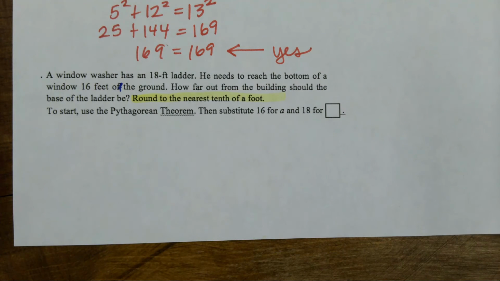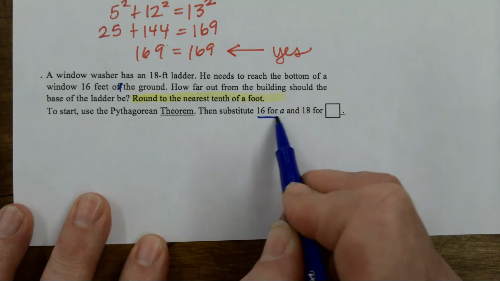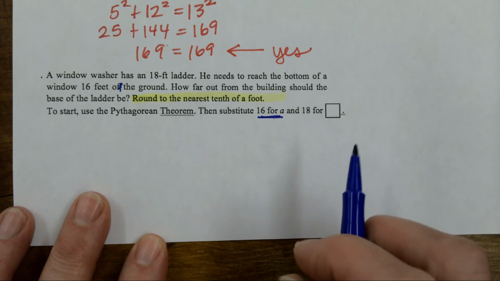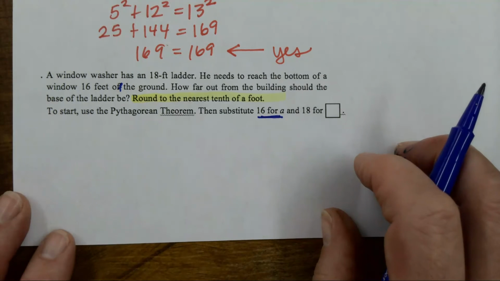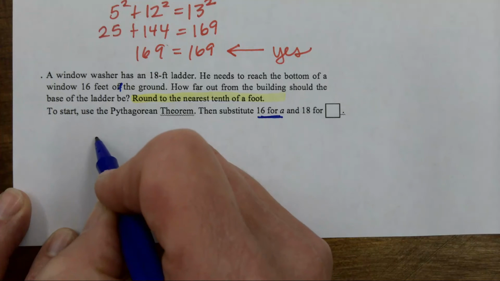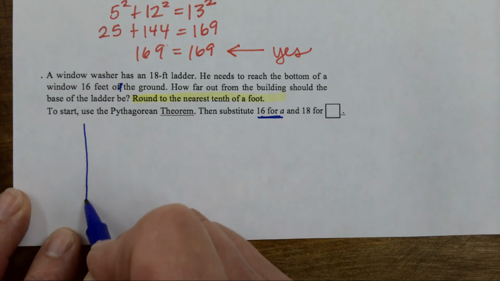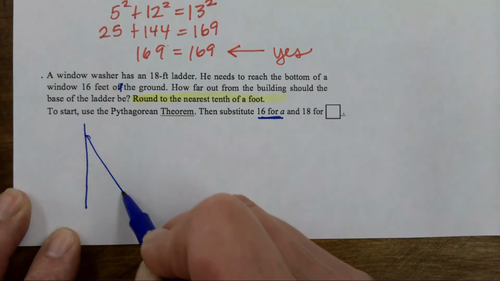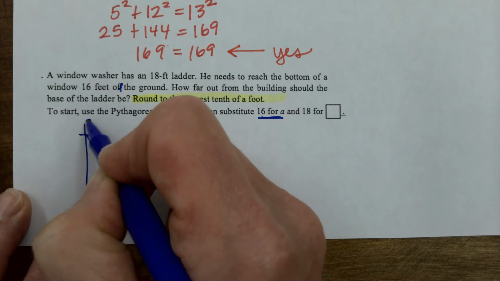And so we're going to use the Pythagorean theorem. It tells me to substitute 16 for A, and let's draw our picture to see what 18 is. So I have a ladder. Here's a building. Here's the ladder leaning up against the building. Here's the base of the window.